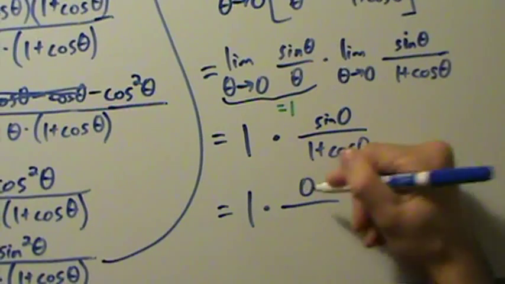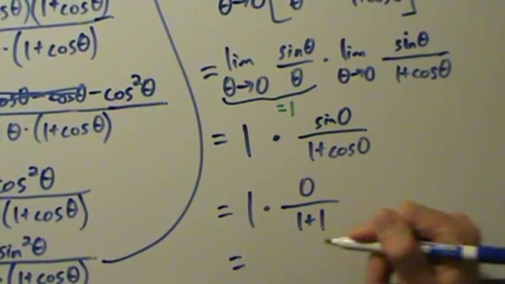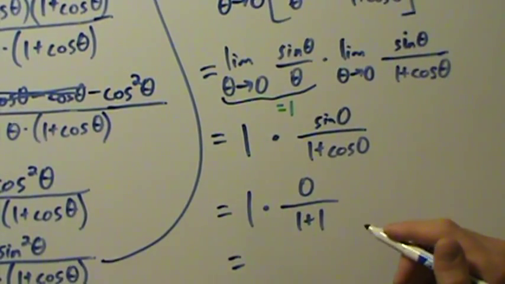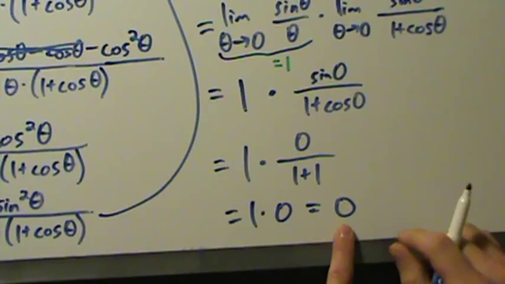Sine of 0 is 0. Cosine of 0 is 1. So we have 1 plus 1, which is 2, and 0 divided by 2 is 0. So we have 1 times 0, which is just 0. And that's exactly what we wanted.